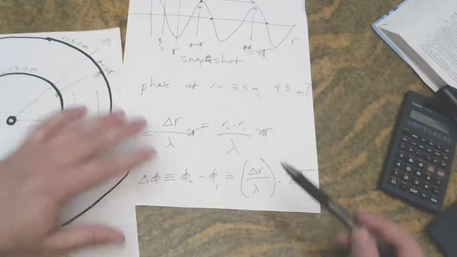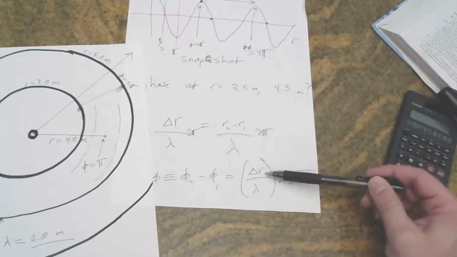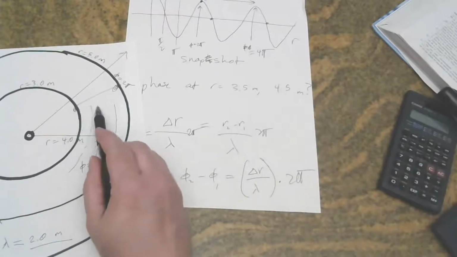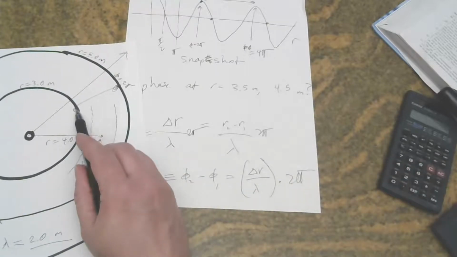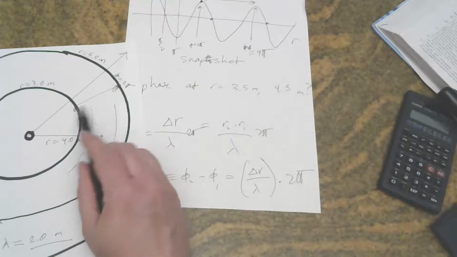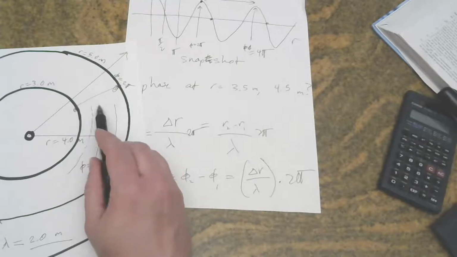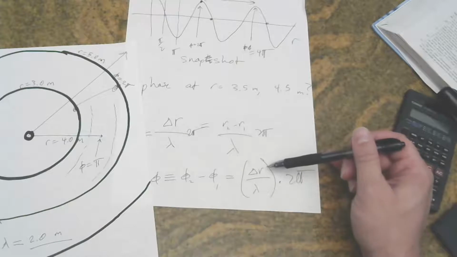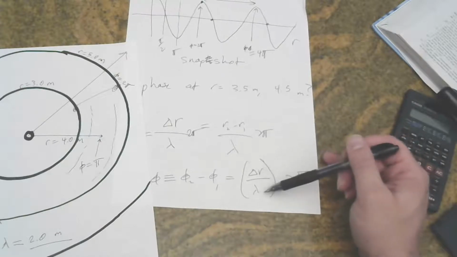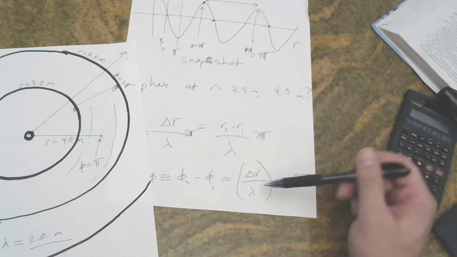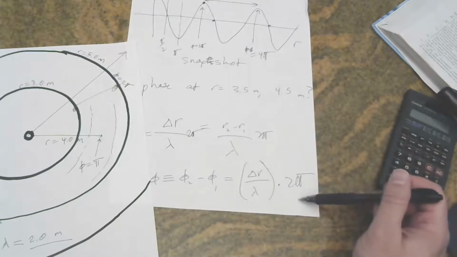Do you see that? On the other hand, if you had only scooted out, let's say you went from here to halfway, that's a scoot of only half a wavelength. I didn't go all the way to the next wavefront. So half a wavelength for delta R would be 1/2 lambda. When you divide by lambda, you're left with 1/2. 1/2 times 2 pi is pi.